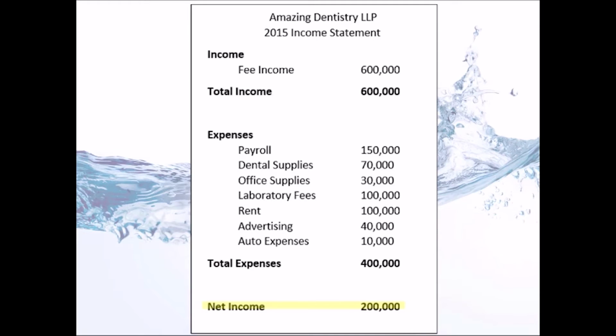That is theoretically what the dentist would have taken home and been paid in salary, or if this was a partnership, would have been split up amongst the partners. As we'll find, there is still even more detail to go into here. For example, if I was to ask you, all right, you paid $70,000 in your dental supply bill. Is that a lot? Is that right around your target? It's hard to know just by looking at these numbers. We need to do some deeper analysis of our overhead to figure out where we are.